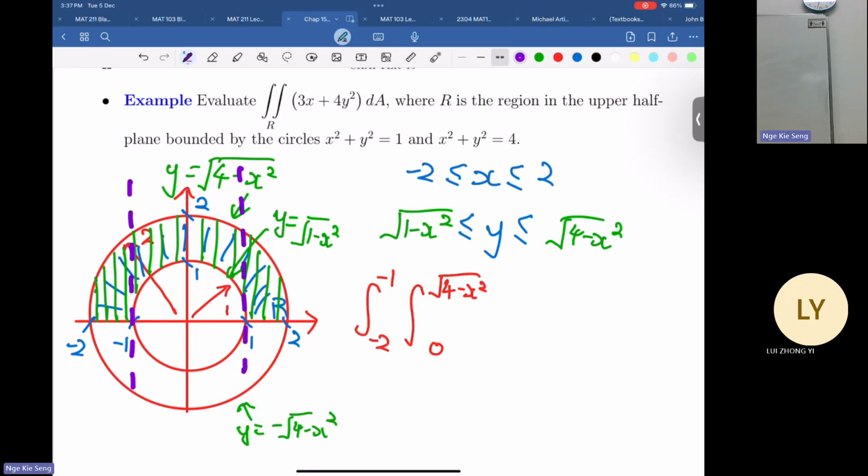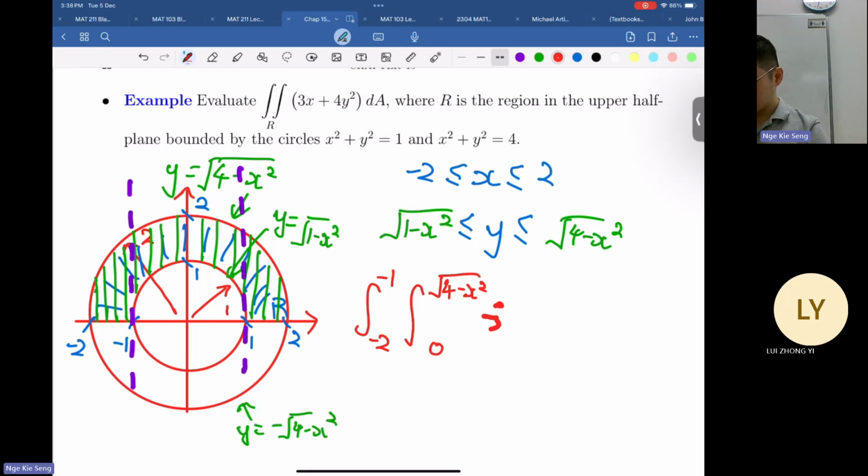We cannot just use a single equation to bound because there's no circle in this part. This part is a horizontal line, y equals 0. So there are 3 integrals you need to do.